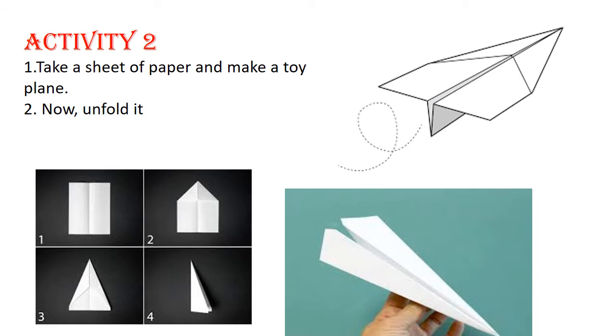Now what you do, after playing with the aeroplane, you unfold it. Unfold means, the first step, how you can see, the same you will get. Okay, so you can get the original paper back with you.